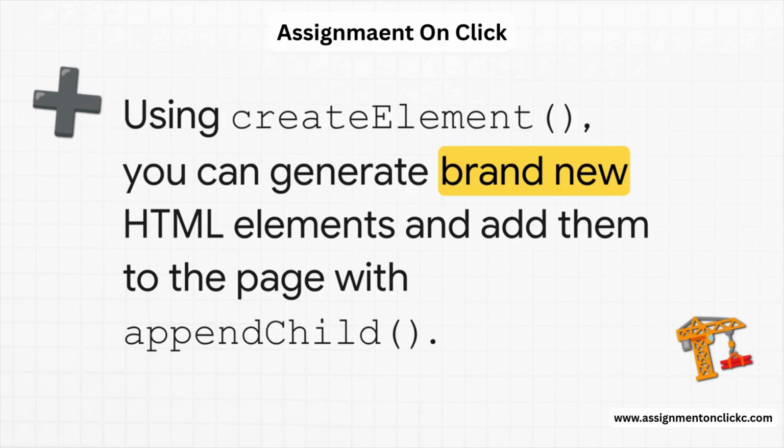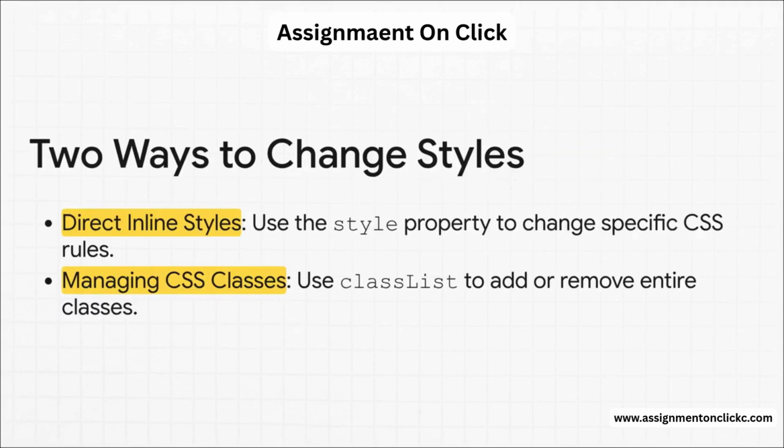A new paragraph, a new button, a whole new section of the site, we can just create it whenever we need to. So we can change the content, but what about how it looks? Well, we can change styles too. You can apply a style directly, like saying, make this text blue, but a much cleaner and more powerful way is to manage CSS classes. By just adding or removing a simple class name, like highlight, you can trigger a whole set of pre-designed styles all at once. Way more efficient.